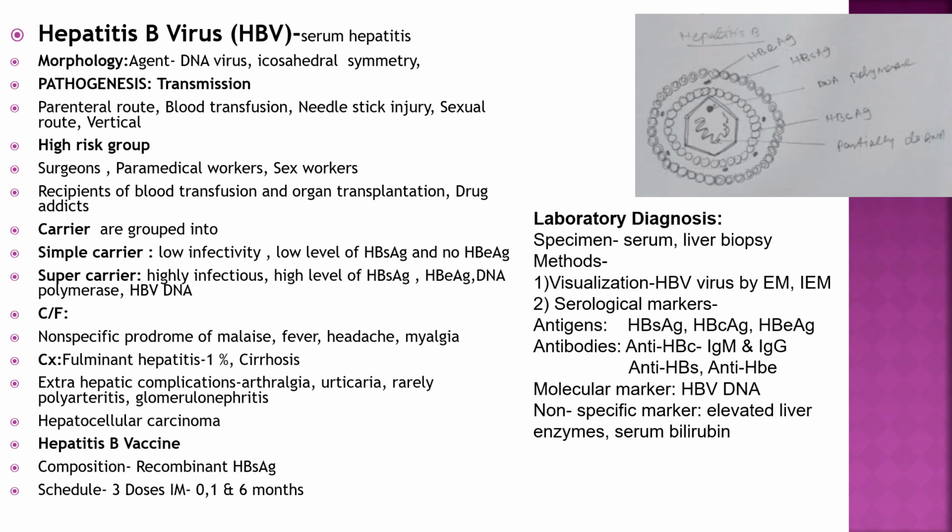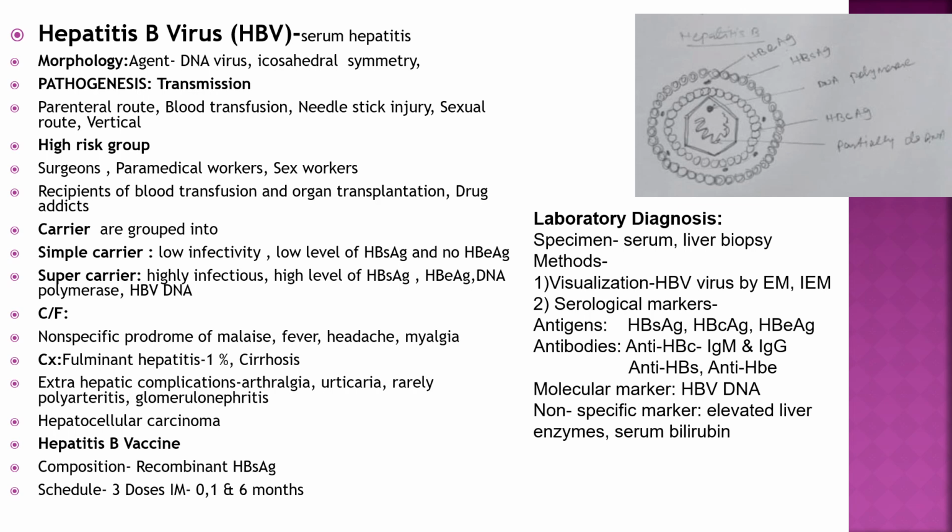Clinical features: non-specific prodrome of malaise, fever, headache, myalgia. Complications: fulminant hepatitis 1%, cirrhosis, extrahepatic complications, arthralgia, urticaria, rarely polyarthritis, glomerulonephritis, hepatocellular carcinoma. Hepatitis B vaccine as immunoprophylaxis. Composition: recombinant HBsAg, schedule 3 doses, intramuscular at 0, 1, and 6 months.